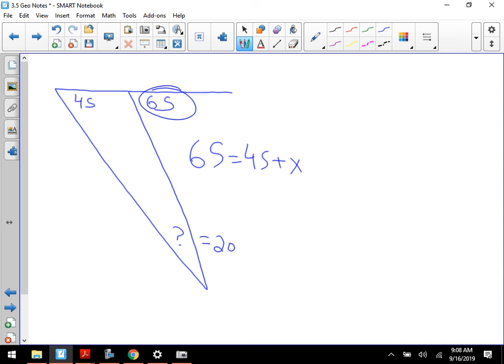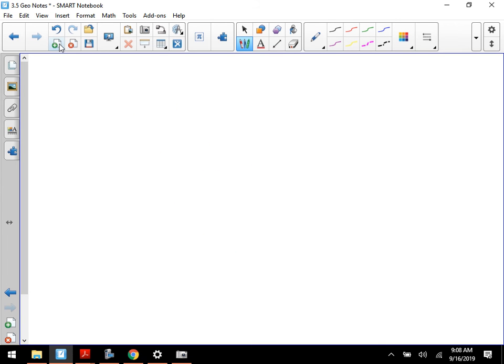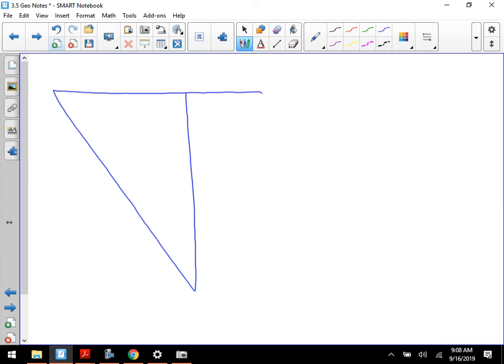The outside angle is the sum of the two it doesn't touch. This always works. Now, will this change when you have algebra? No, it doesn't change at all. Look down at number 23. This is 23.